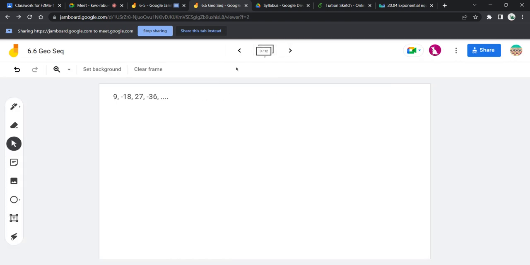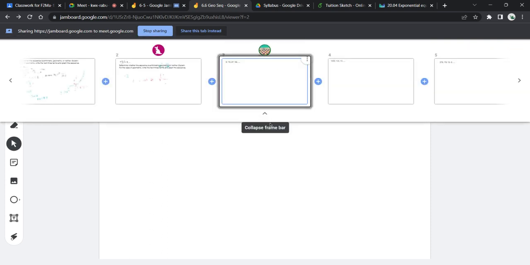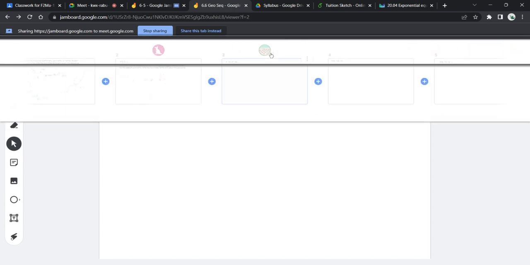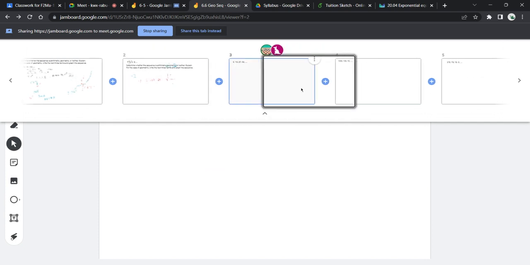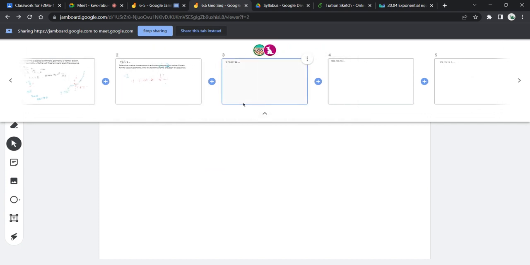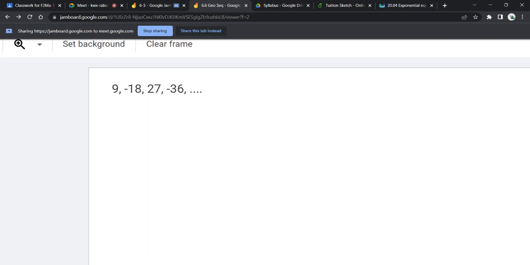While for the next one on slide number 3, so to find the ratio, what we will do is to take the second term and divide it by the first term. Yes. So the ratio.